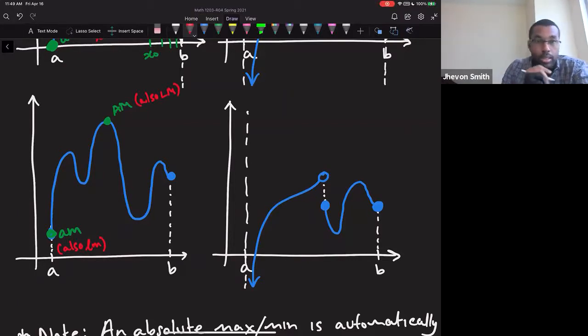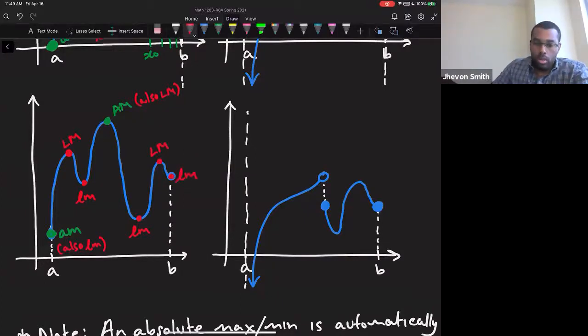But other than that, we do have some locals. So here is a local max. Here is a local min. Here is a local min. Here is a local max. Here is a local min.